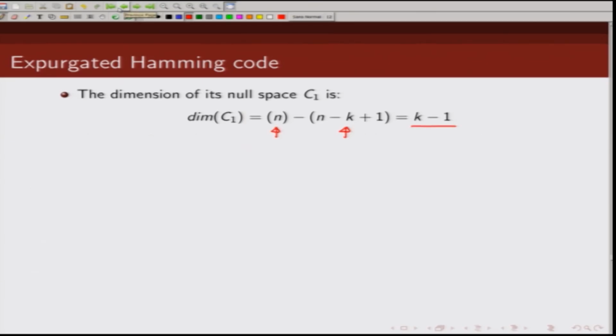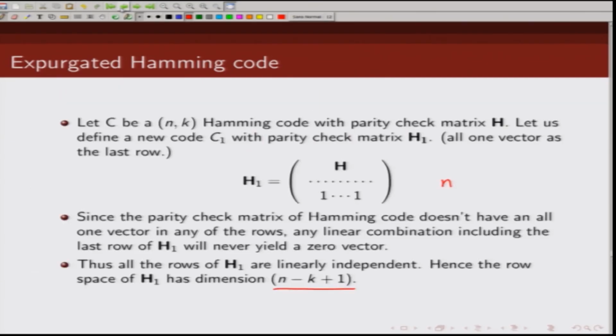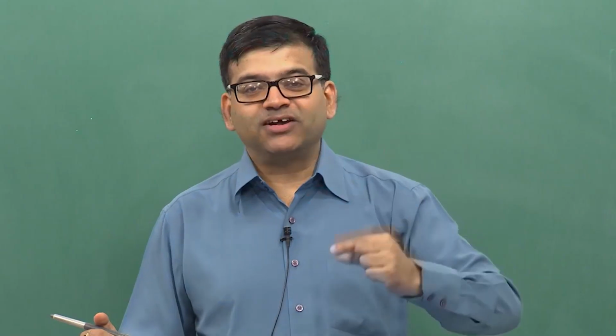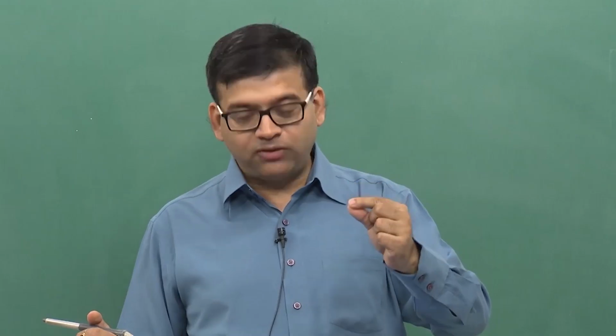If V is a valid code word, then we know V H transpose should be 0, and the last row of H1 has all ones. So, when we take the transpose, the last column will be all ones, and when we do V H1 transpose, what we will get is, let us say the components of V are V0, V1, V2.